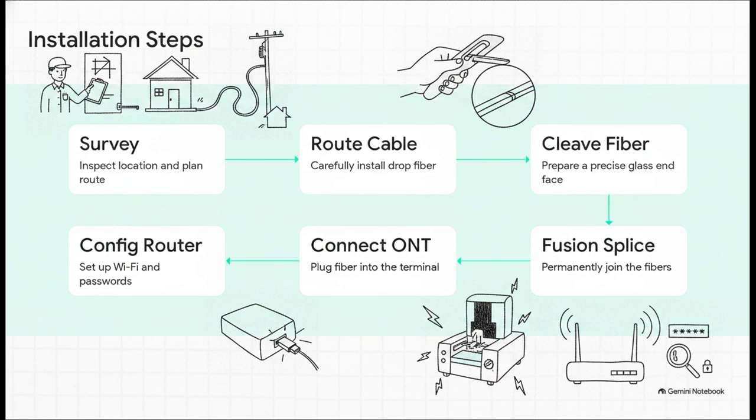They start with a site survey, pull the drop cable from the street, and then they have to carefully strip and cleave the glass. Next, they do what's called a fusion splice, using an electric arc to permanently weld the glass ends together. After that, they plug it into the ONT and finally set up the local Wi-Fi router. It's a highly delicate operation.